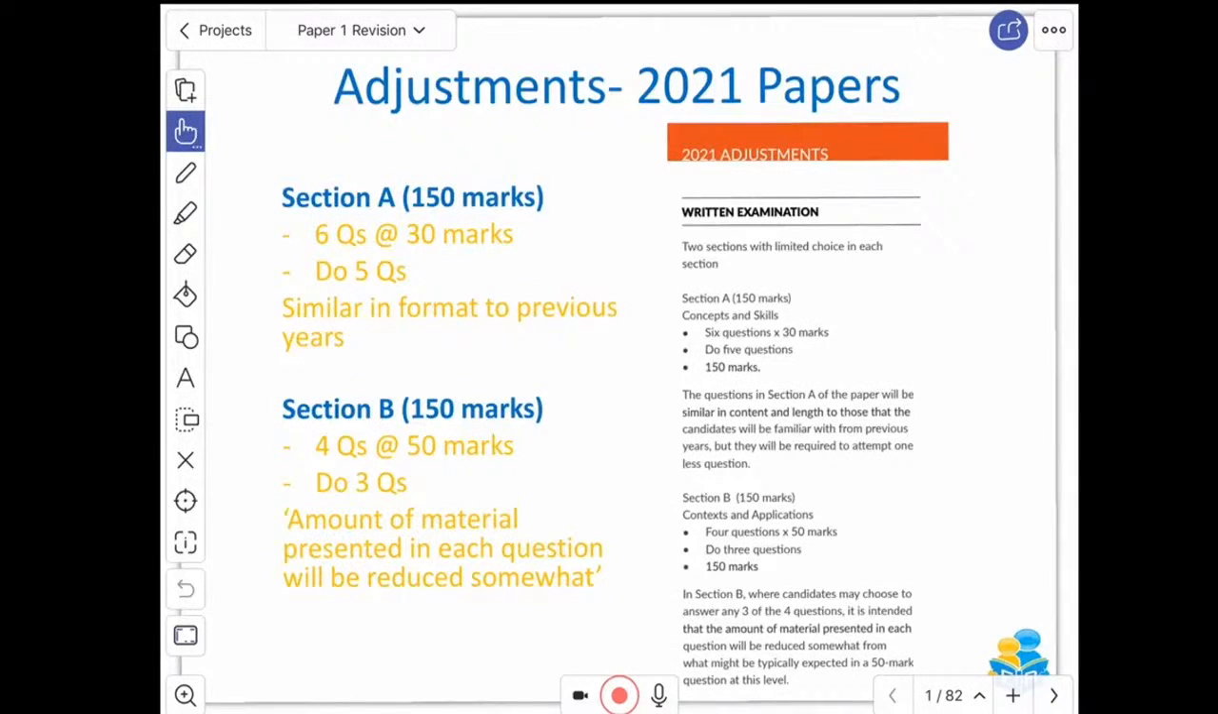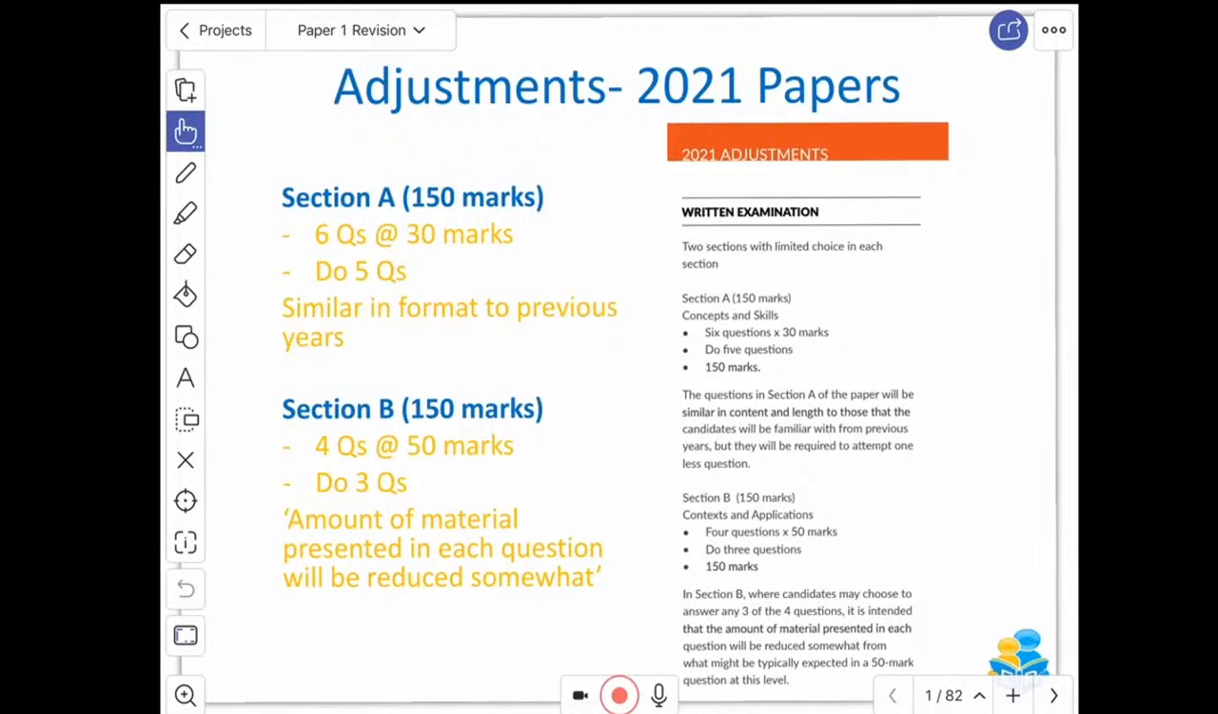If we go to section B, however, there is a slight change. So up until this year, we would never have been able to actually even say exactly how many marks we're going to be going for each of the section B questions. However, this year we are being told that there are going to be 4 questions and they're all going to be 50 marks each, and you will have to do 3 of them. So again, making up your 150 marks.